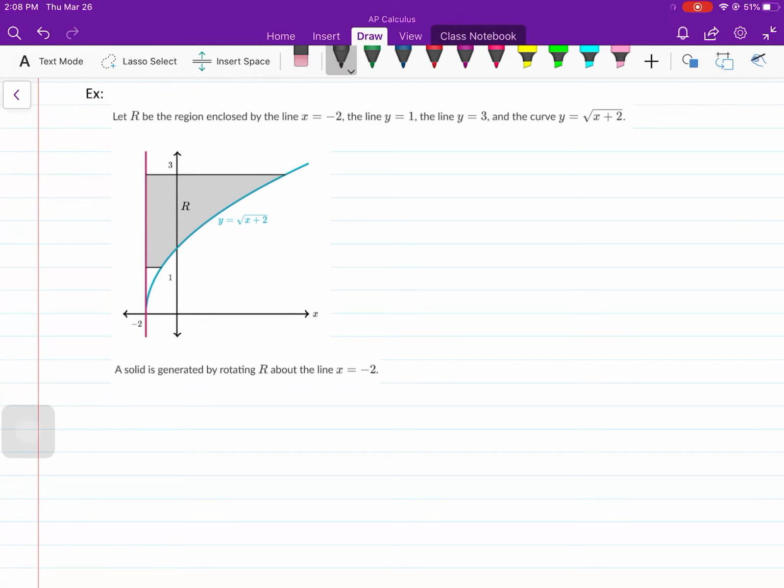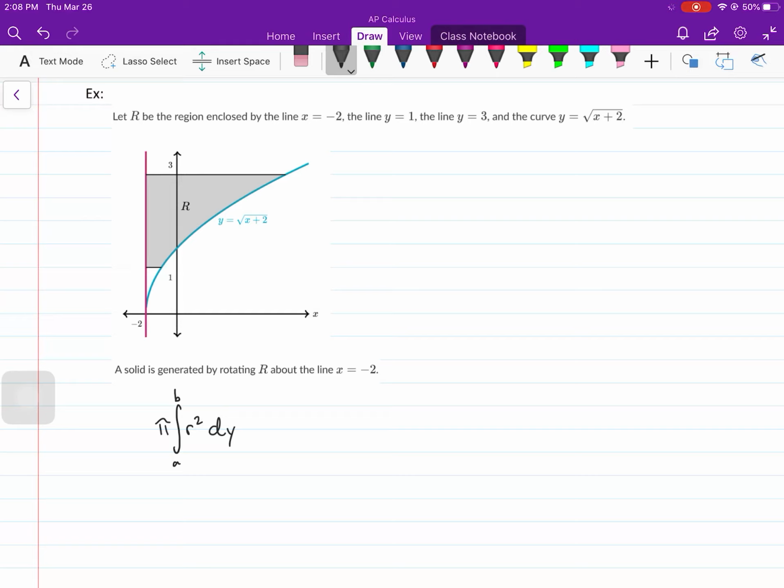In this section, we're rotating our function about a different axis other than the x or y axis. So in this example, you can see we're going around the line x equals -2. So that is a vertical line, so we're going to be doing this with respect to y. So from a to b, pi r squared with respect to y.